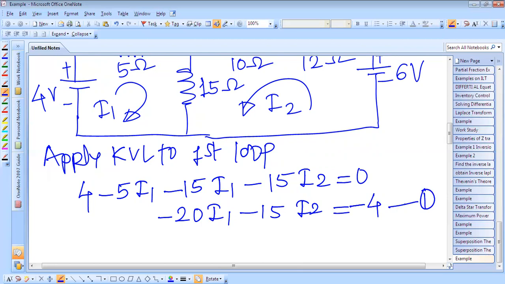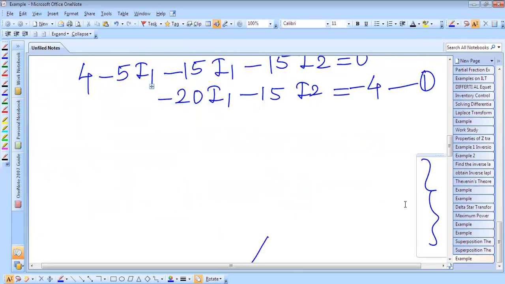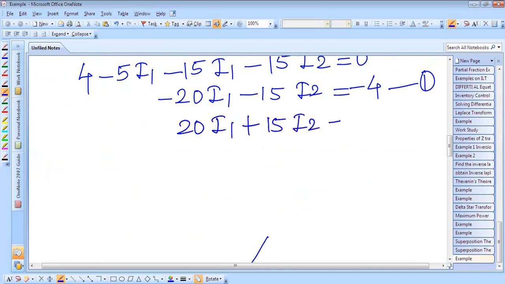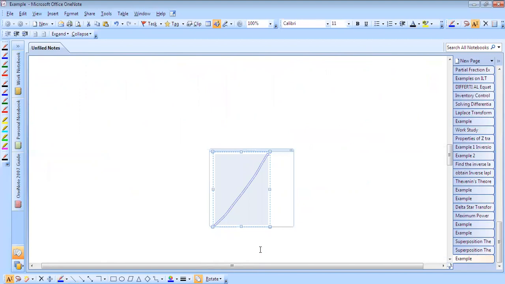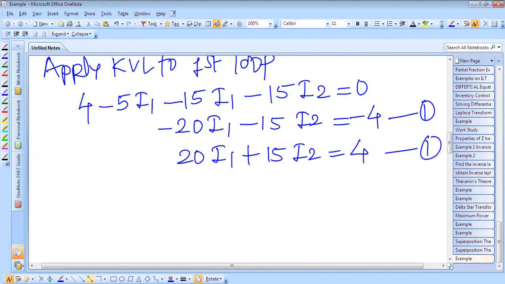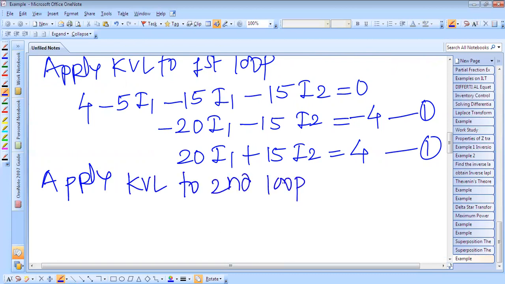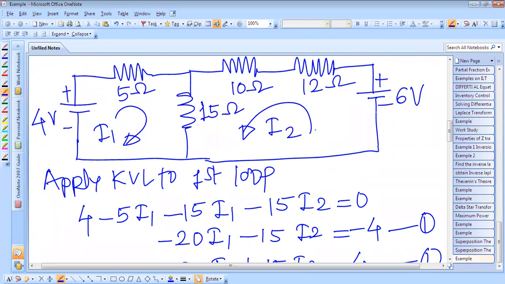Or we can change the sign: 20 I1 plus 15 I2 is equal to 4. This is equation number 1. Now apply KVL to the second loop. This is the second loop. We have to apply KVL to the second loop. We are moving like this.